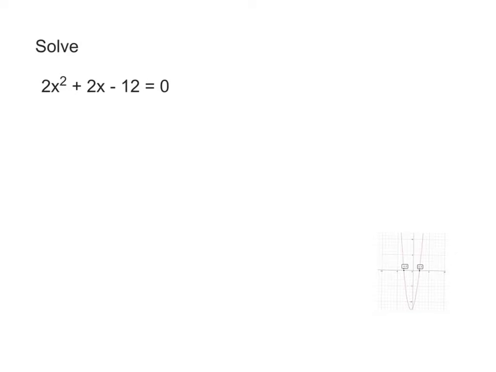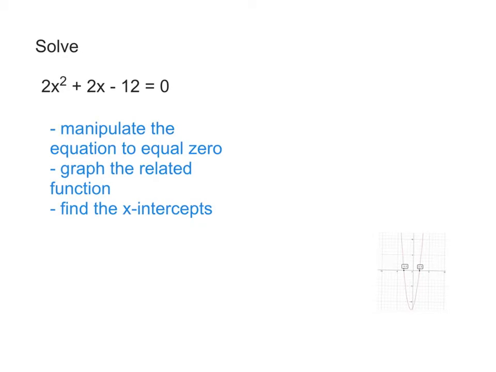The first step is to make the equation equal 0. And again, this one already does equal 0. Manipulate the equation to equal 0, and then you're going to graph the related function, and we're going to do that on your calculator, and I'm going to show you how. And then find the x-intercepts. Probably you can already do that on your calculator, but I'm going to show you anyway just to be sure. If it already equals 0, you don't have to change anything. You're going to graph the related function, and you do that by changing the 0 to a y.